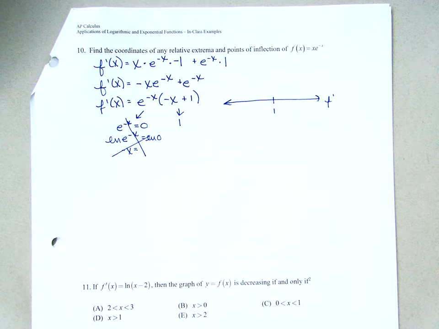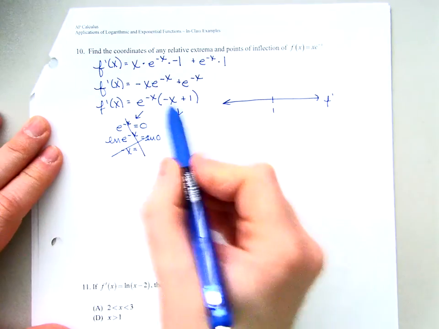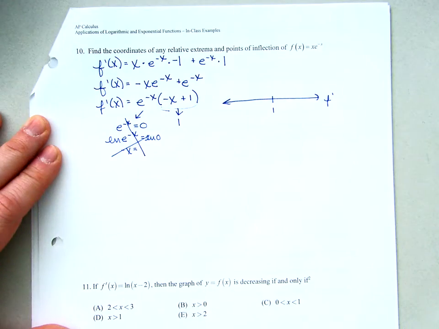But plug any number into e to the negative x, and what happens? What sort of a number do you get? Positive. Isn't e to the x itself always above the x-axis? And if we put a negative inside there, it would just flip it again over the y-axis, but it's still above the x-axis. This thing's always going to be positive. Wow. So, really, when I plug in, I just have to really test the negative x plus 1 part.